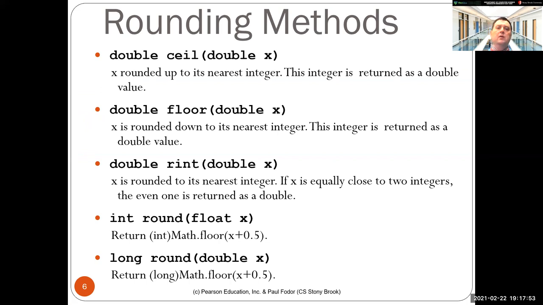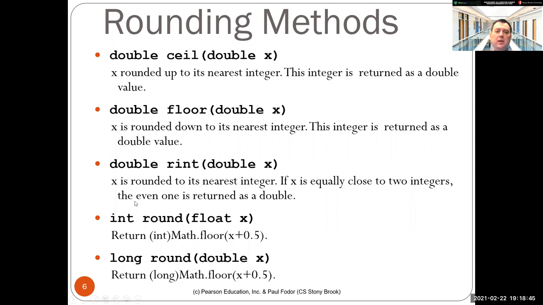In this case, as a double, because all of these methods, as you can see, ceiling, floor, and rint, return doubles as the result of the method. Round is actually a method that returns an integer, which precisely is defined as Math.floor, the floor method that we saw before, of x plus 0.5, everything cast to an integer. So it's basically rounding down, but after you increment with 0.5. It's kind of like the round that you would expect: if it's equally distant between two integers, it will always prefer the bigger one.